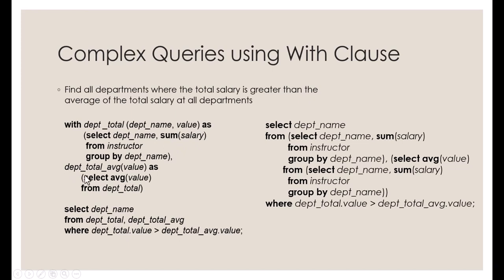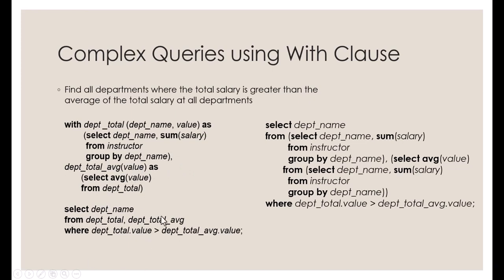Okay, and then we have another one here: department_total_average, and this temporary relation has a single attribute called value. There you select the average of the value from department_total, and this department_total is what we just defined up here, right? So what this is doing is computing the average of the value for each department.